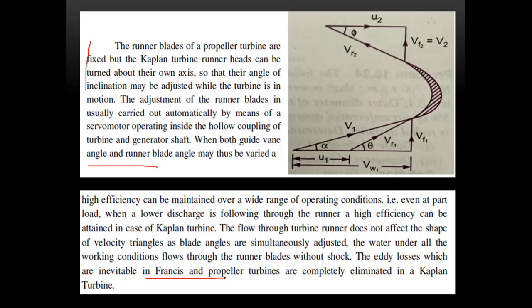Now from this figure, see here, 2 is the outlet, 1 is the inlet. Okay, so alpha, u1, Vw1, theta, Vf1, Vf1, this is Vr2, u2, phi, Vf2, like that.